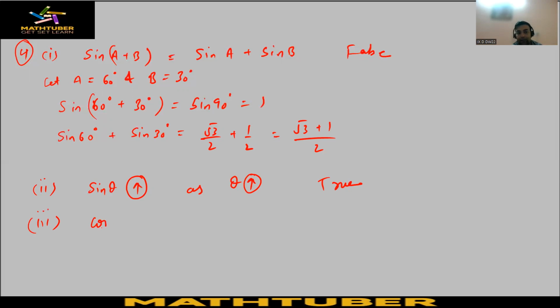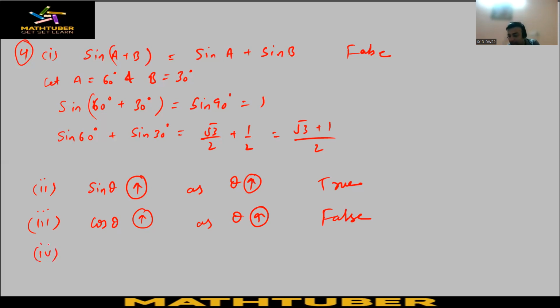Similarly, in the next question, it is asked that the value of cos theta increases as theta increases. And I told you that when we write the values of cos theta in the trigonometric table, we have to write all the values of sine theta in the reverse order. So basically, if the sine theta values are increasing as theta is increasing, then the values of cos theta will decrease as theta increases. So it will be false, as we can see in the table.